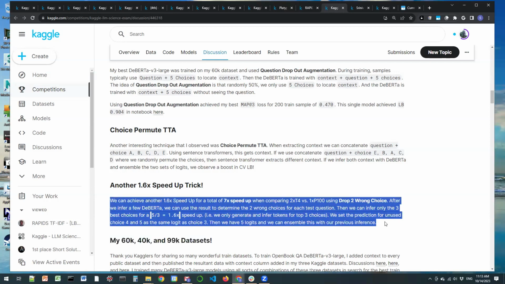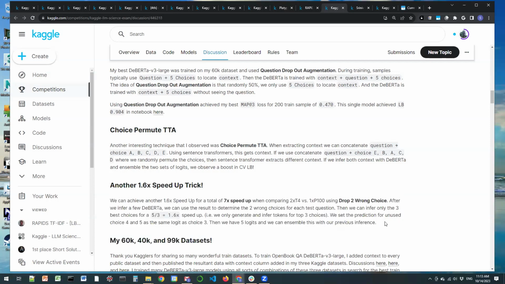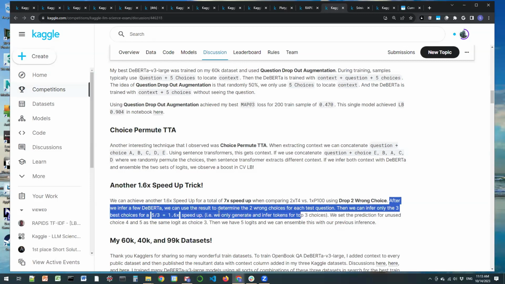Fascinating. This is very interesting too. How we got a 1.6x by eliminating the 2 last predictions and making them the same as the third worst prediction. Like in principle, the order doesn't matter?